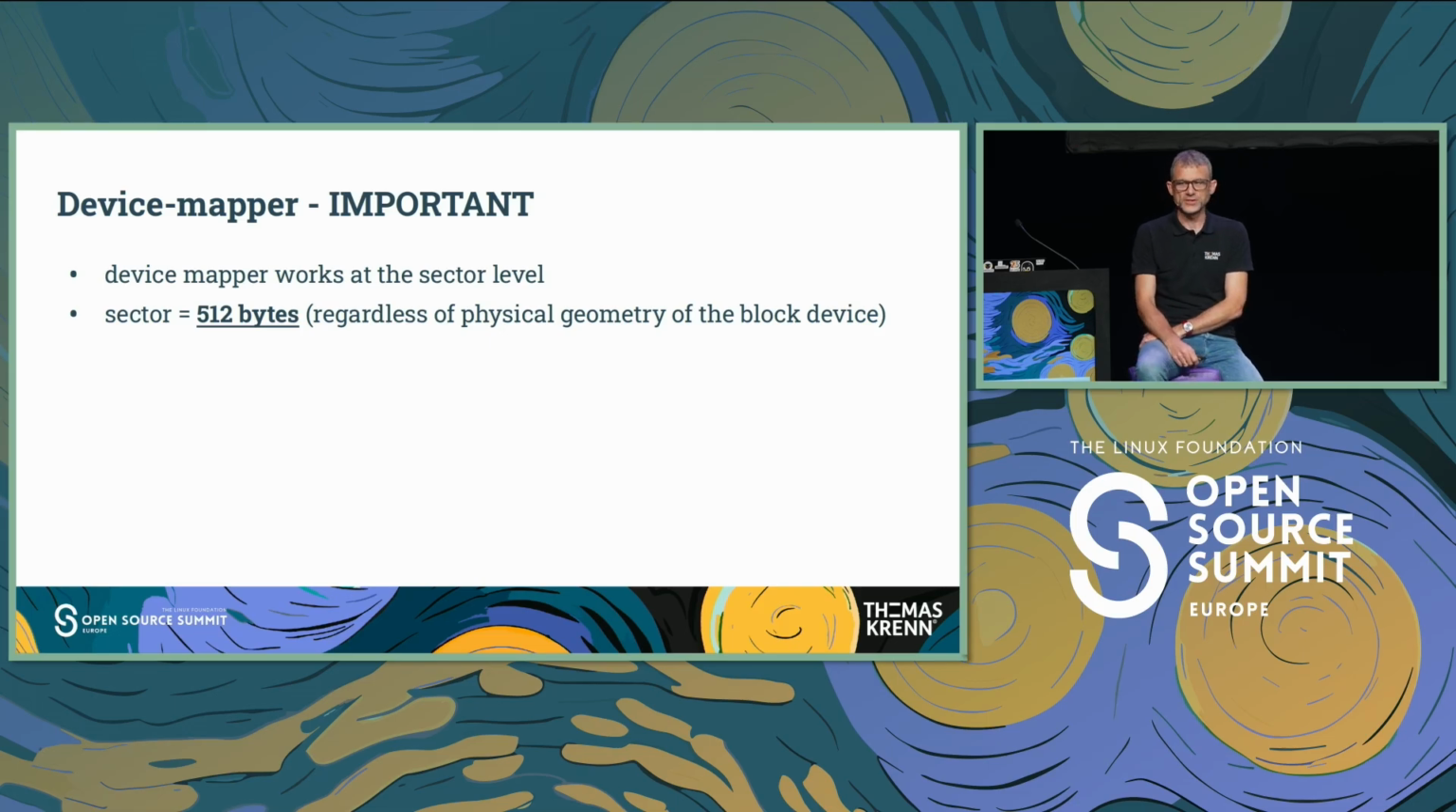One important piece of information here is that the device mapper is working at the sector level. So a sector is 512 bytes, and this is regardless of the physical geometry of the block device. So you always have to deal with 512 byte sectors here.